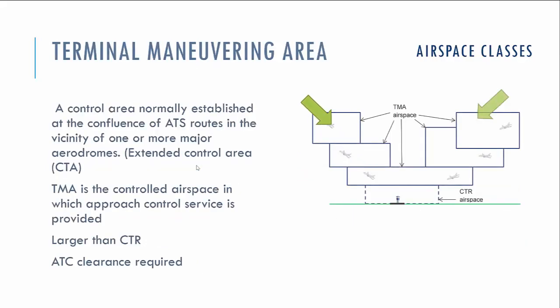So what is the terminal maneuvering area? This controlled airspace is designated for providing the approach control service for busy airports. It's usually larger than CTR, and also the ATC clearance is required to enter the TMA airspace.